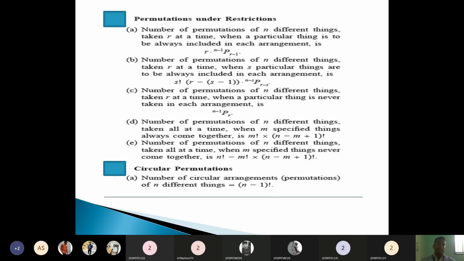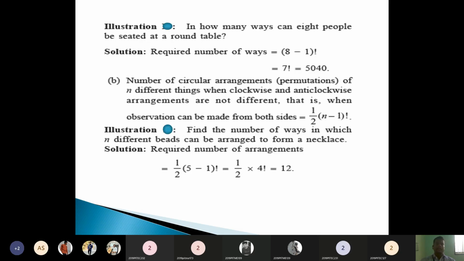Circular permutation, what is that? Circular arrangements of different objects. For that, the formula is n minus 1 factorial. So these are all relevant problems, and we are going to see them.